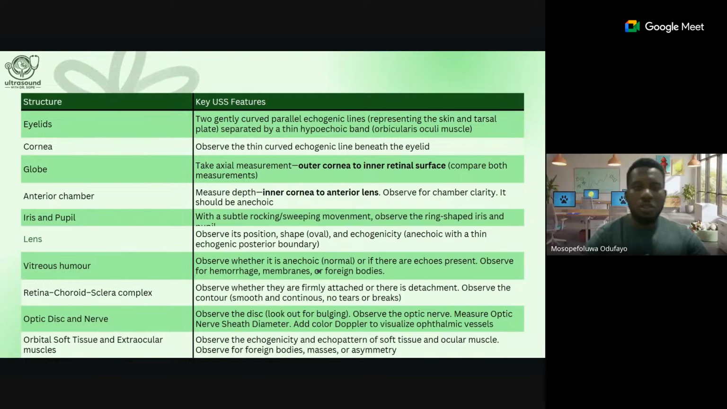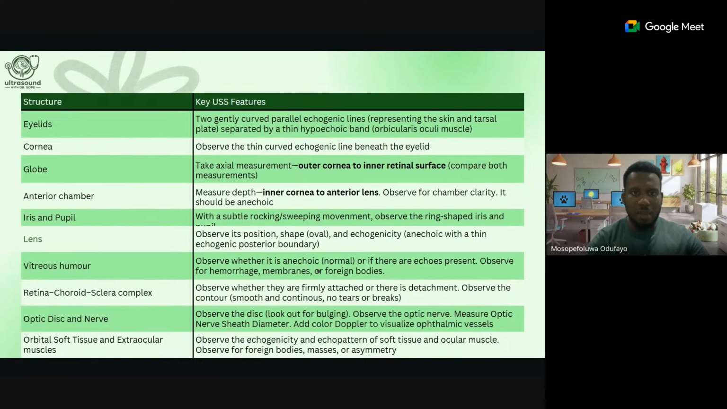Okay, so the next thing you're going to do is now get to the anterior chamber. Check out the anterior chamber. How is the anterior chamber doing? Is it clear and anechoic? Yes. If it is, then the next thing you ought to do is to measure the anterior chamber diameter. You can decide to do that.